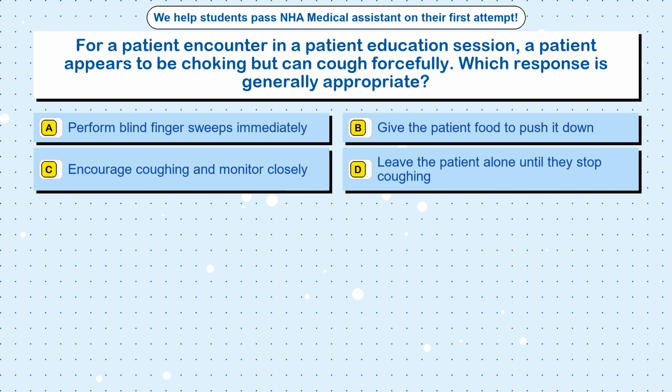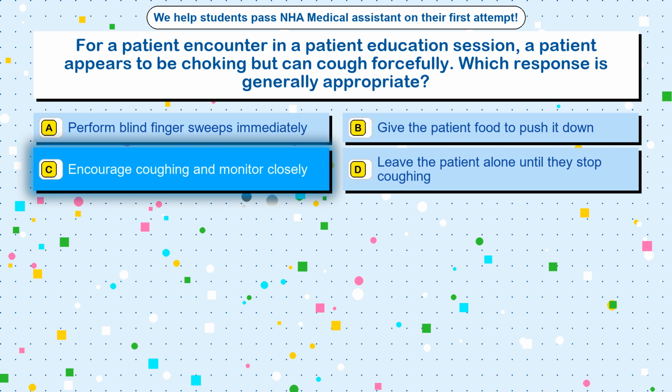Question 74. For a patient encounter in a patient education session, a patient appears to be choking but can cough forcefully. Which response is generally appropriate? Option A. Perform blind finger sweeps immediately. Option B. Give the patient food to push it down. Option C. Encourage coughing and monitor closely. Option D. Leave the patient alone until they stop coughing. The correct answer is option C.